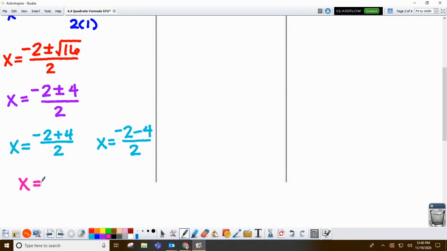So x would equal, what is -2 plus 4? That should be 2. What is 2 divided by 2? So x equals 1. And then over here, -2 minus 4 would be -6. -6 divided by 2 is -3. We got two answers again. These two answers just happen to be whole numbers, whereas on the last problem that we did, they both had radicals in them.